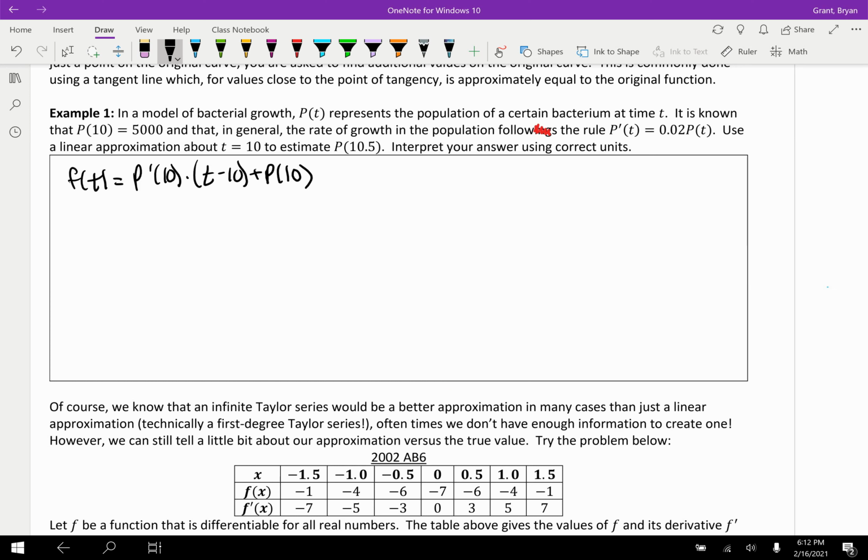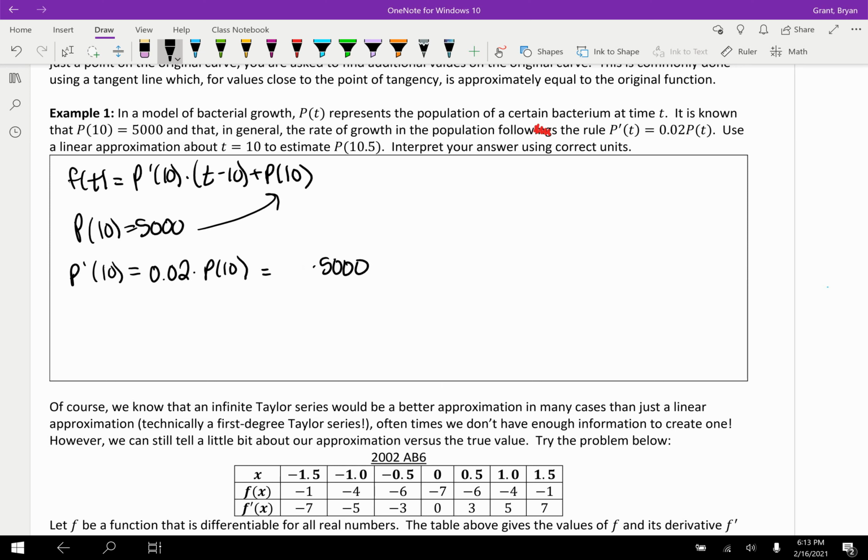Can we find each of those pieces? Well, I hope so. We know already that P of 10 is 5,000. That was given to us. That's pretty easy. And then to find P prime of 10, we have an equation for that, so we should probably use the equation. So it's found by 0.02 times P of 10. But we can continue this out because we actually know P of 10. P of 10 is 5,000.